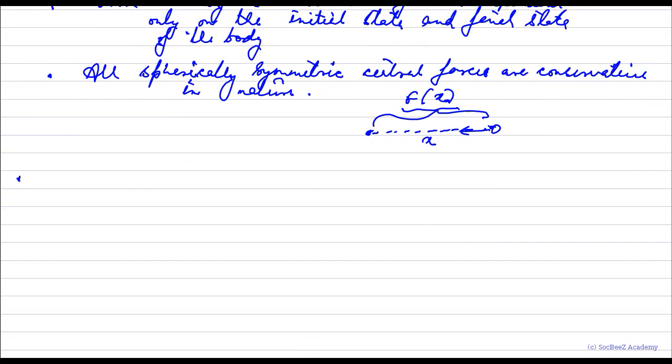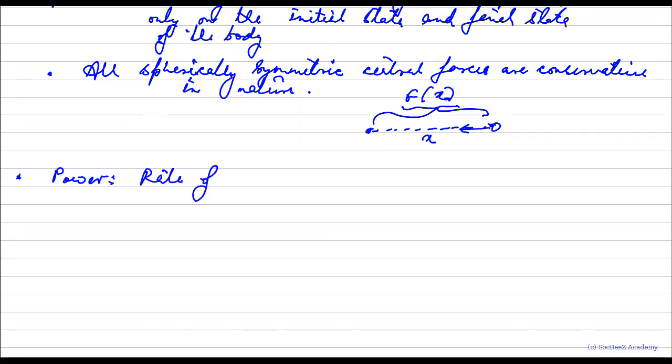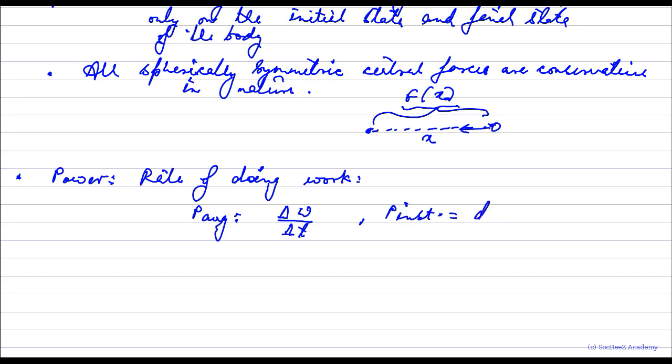Let us now move on to power. It is nothing else but the rate of doing work. Average power is given by delta W upon delta t, where delta W is the small amount of work done on a body and delta t is the small time for which the work is being done. Instantaneous power is defined as dW upon dt.